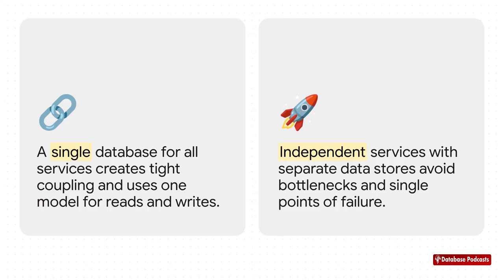So on one side, you've got the traditional model. It's one database, one data model for both reads and writes. And yeah, it's simple to start, but it creates this really tight coupling. If one service needs to change the database schema, it could break everything else. But on the other side, you have the microservice ideal, totally independent services that don't share data. This is how you avoid bottlenecks and single points of failure. The big question is, how do you bridge that gap, especially for something complicated like reporting?